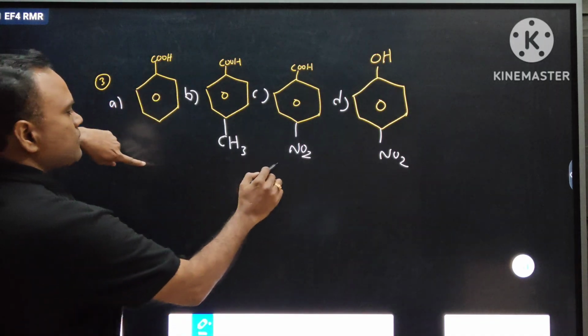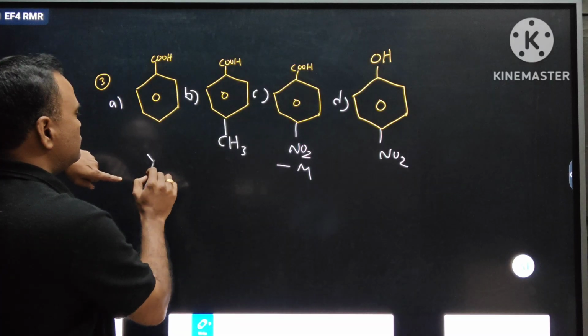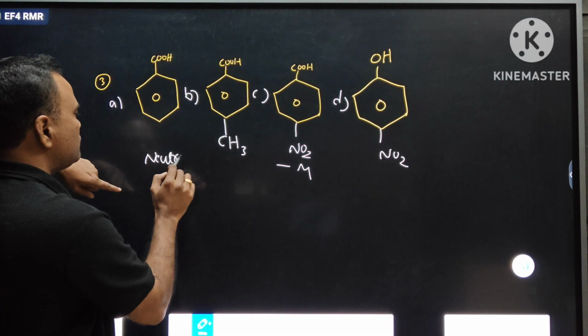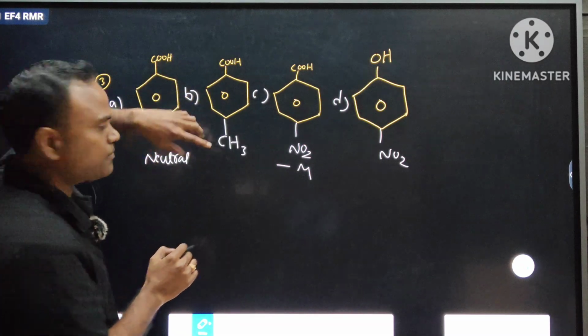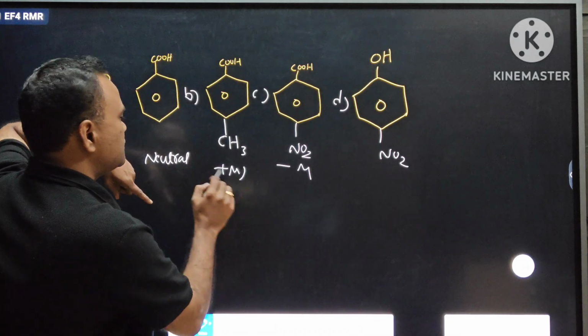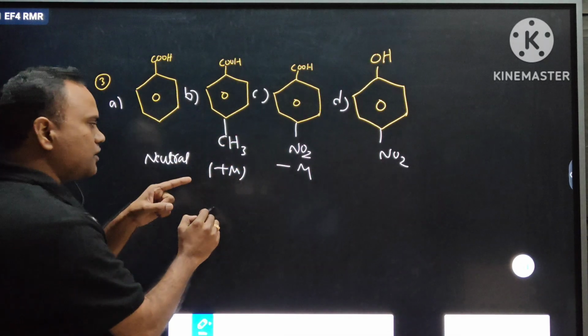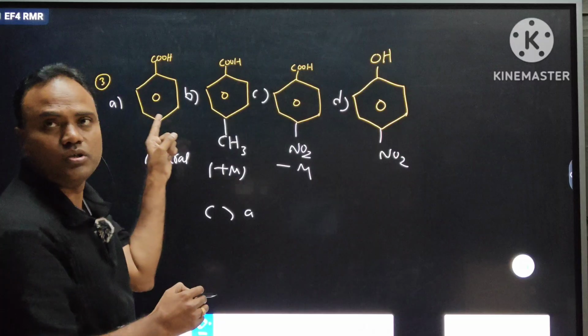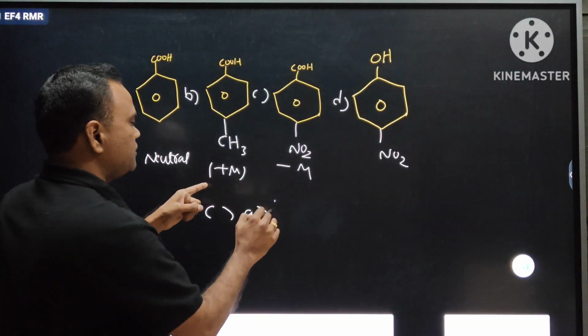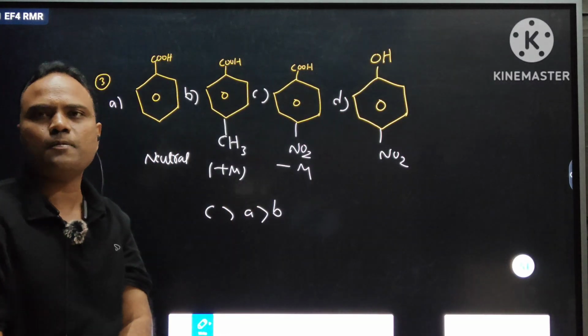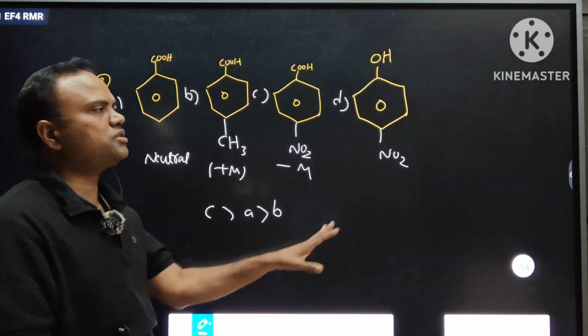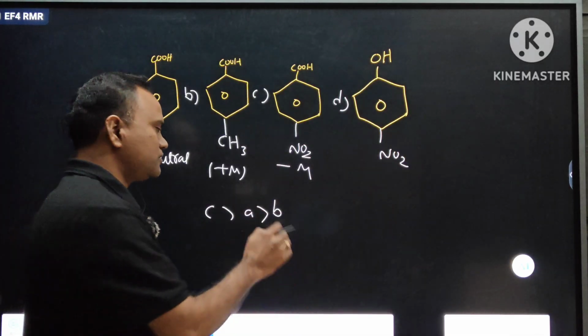Note down first: minus M, neutral, there is no plus M, minus M. This is plus M effect. C greater than A because neutral. After that B, because plus M groups decrease acidic nature. Last, phenols are less acidic.